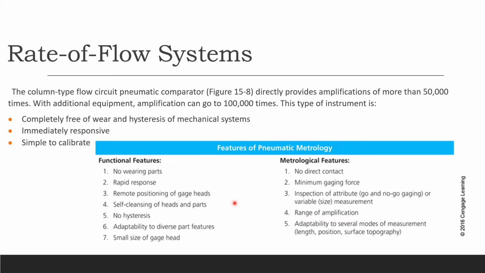When you take a look at the features of your pneumatic or air metrology, you're going to see two: your functional or usual features, and your metrological features. Functional: no wearing parts, rapid response, remote positioning of gauge heads, cleansing of heads and parts, no hysteresis, adaptability to diverse part features, and small size of gauge head. Metrological, or measuring features: there's no direct contact because you're using air, a minimum gauging force, so you don't have to put a lot of force in it, inspection of attribute, that's go and no-go gauging, and variable, that's your size measurement, you can do that. Range of amplification is pretty good, and adaptability to several modes of measurement, that's your position and surface topography.